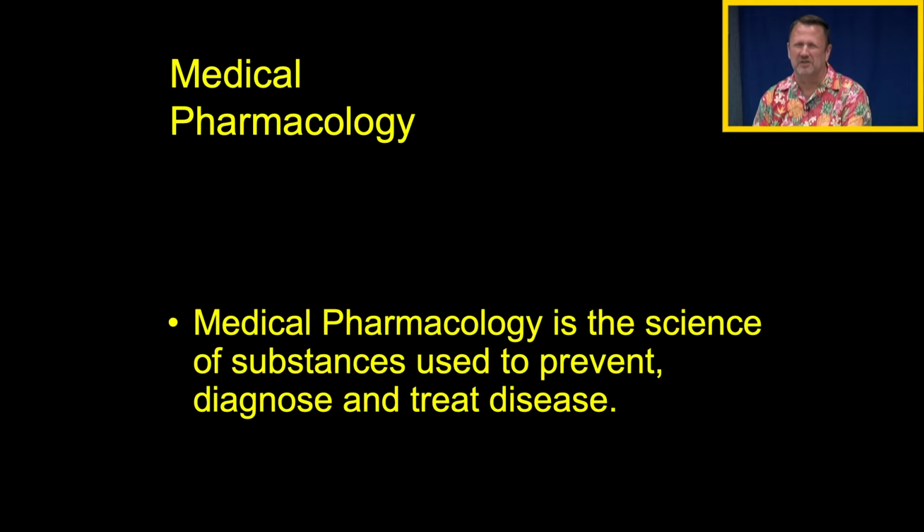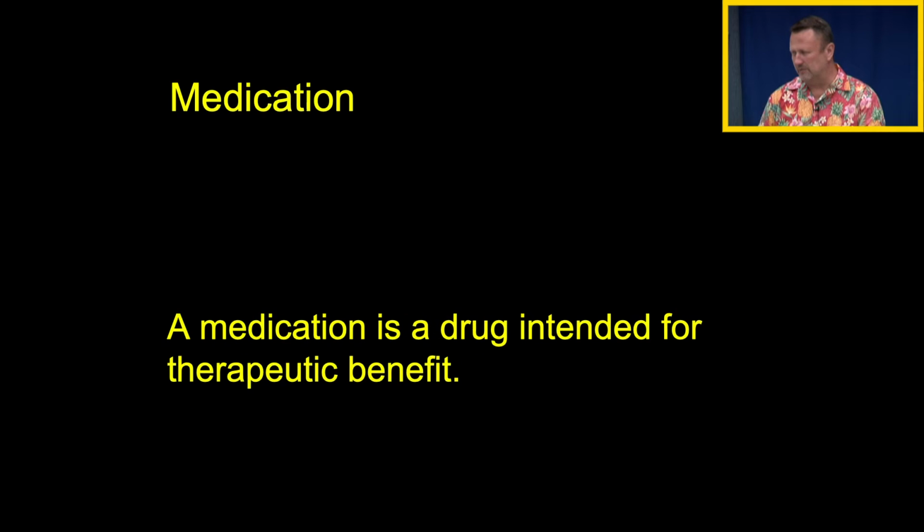Medical pharmacology is the science of substances used to prevent, diagnose, and treat disease, to make people feel better. Pathos means suffering. Pathology is anything that causes suffering. And pharmacology is one of the things that we can use to eliminate suffering. If we have a good knowledge of it and use it properly, then we have a much higher statistical probability of having a great outcome using those substances.